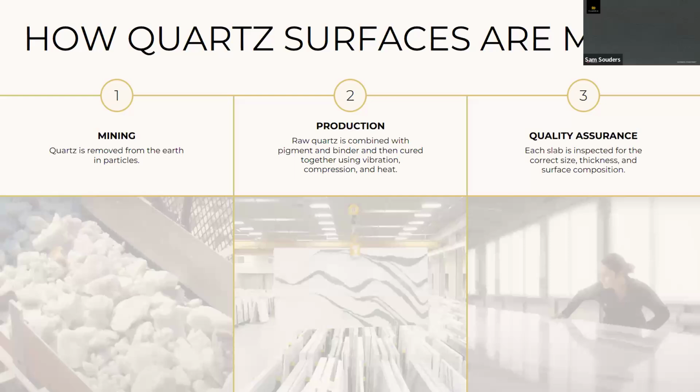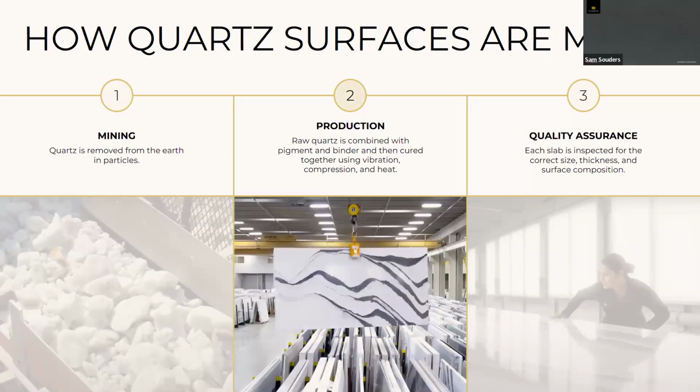Mining is our first step. Quartz is mined in particles rather than full slabs, which minimizes environmental impact. Quartz is also one of the most common minerals on Earth, which also supports a reduced environmental impact. It is important to know that there are various grades of quality of raw quartz mineral that is mined, and that will impact the end product.